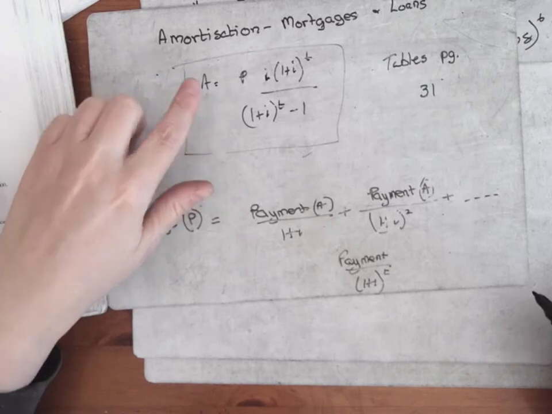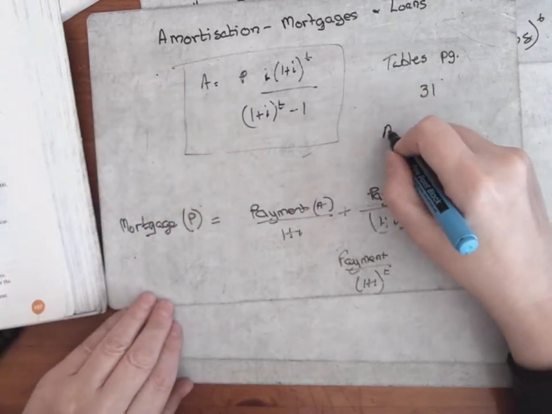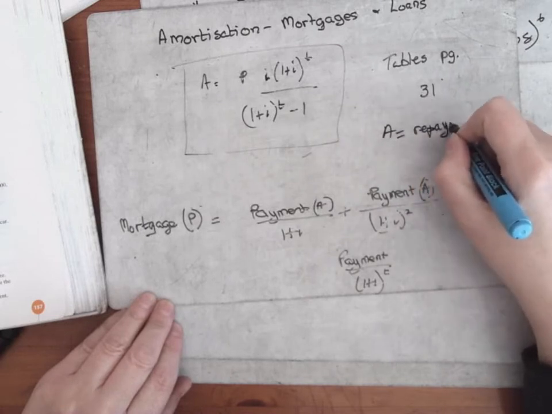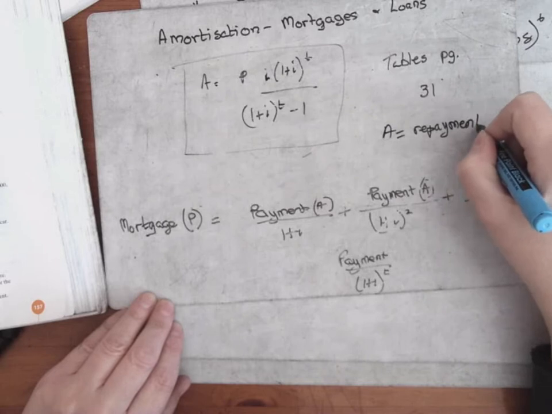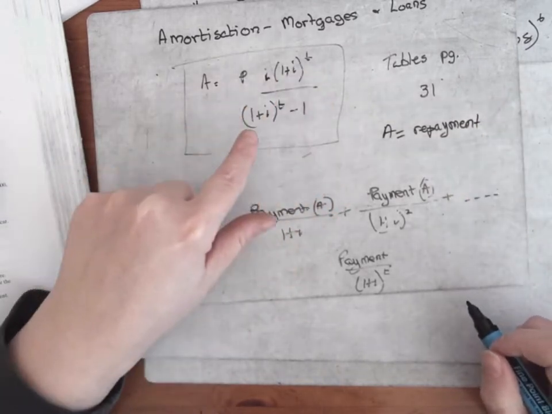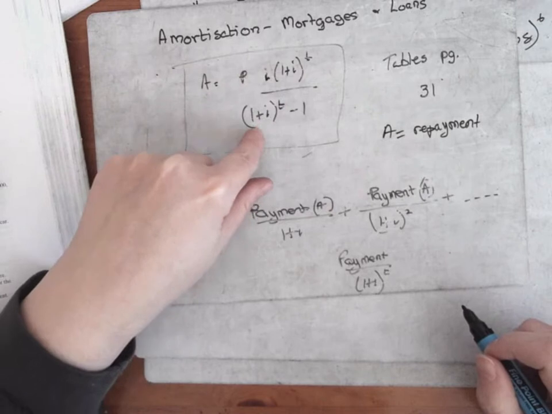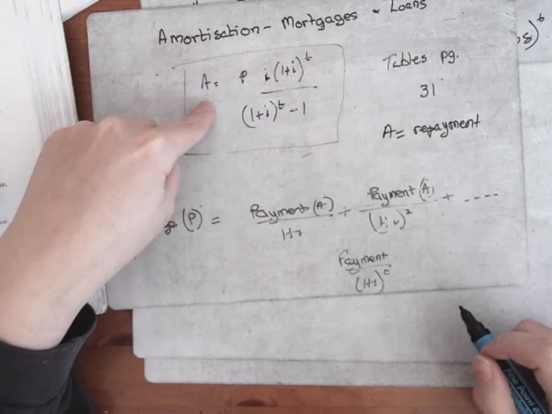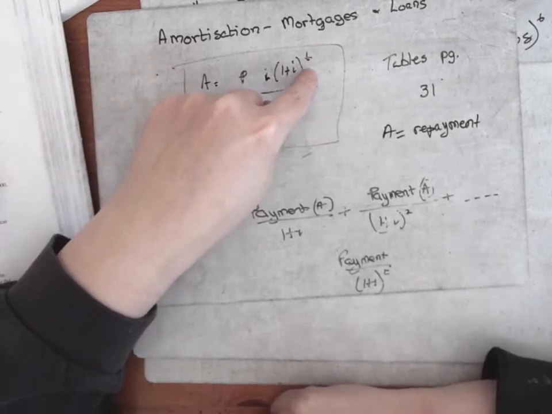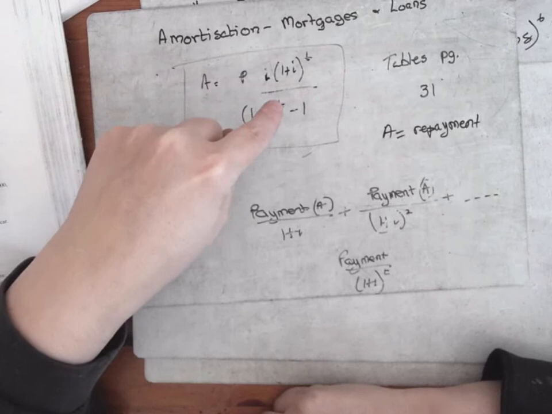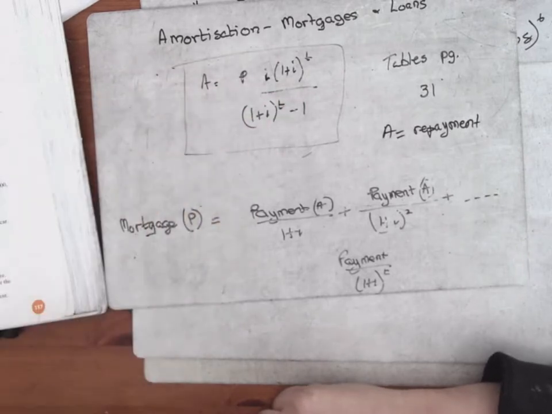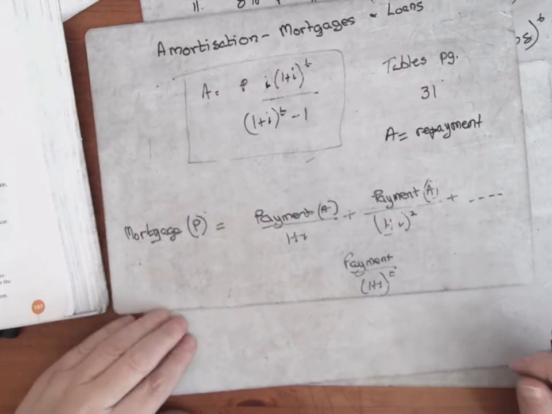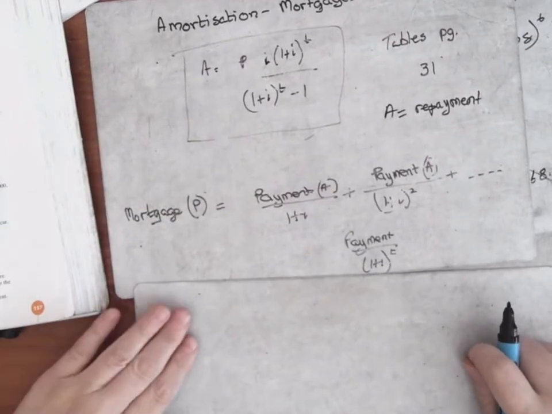So to work out what your repayment is, A is the repayment. Now in the log tables it says annual repayment, but it could be monthly repayment if you change the time to months and the interest to a monthly interest rate. So if it's years and a yearly interest rate, it's your repayment per year. But if it's in months and I is a monthly interest rate, then it's your repayment per month. As I say, the formula is in the log tables, but you have to be able to derive it, to come up with it.